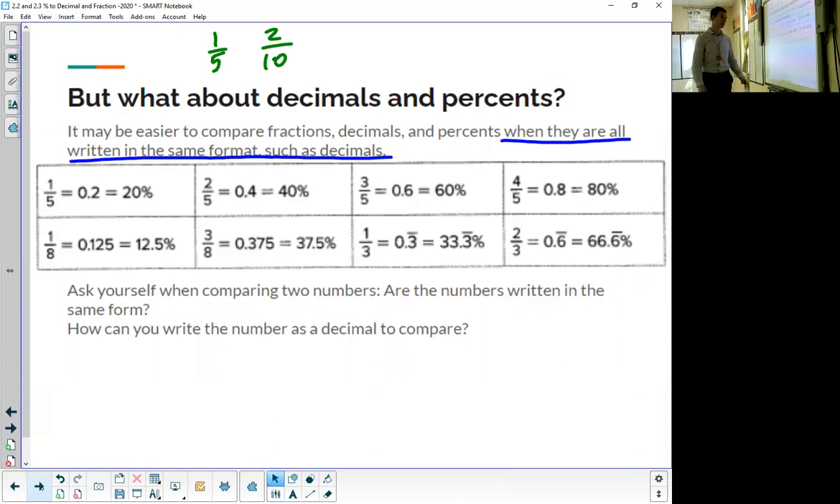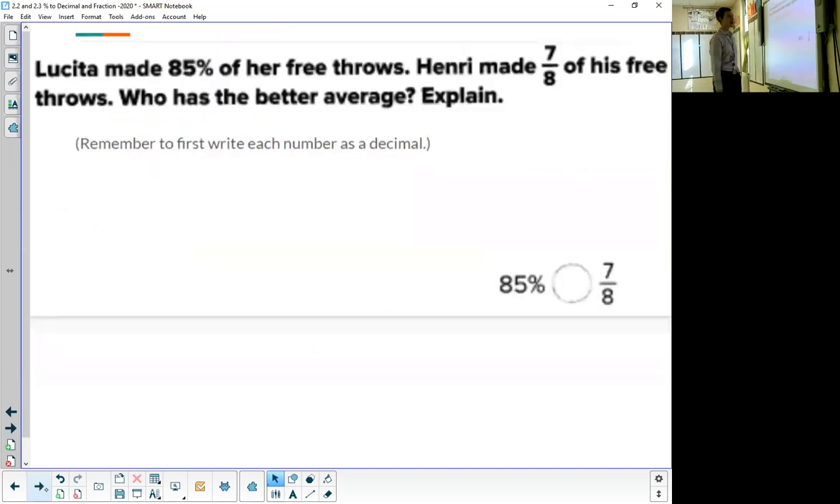When you are comparing something, ask yourself, are these numbers written in the same form? And if not, can we transfer them into a new form? Can we take the fraction and write it as a decimal? Can we take the percentage and write it as a decimal? The reason I like to write things as a decimal is because it's a good middle ground.